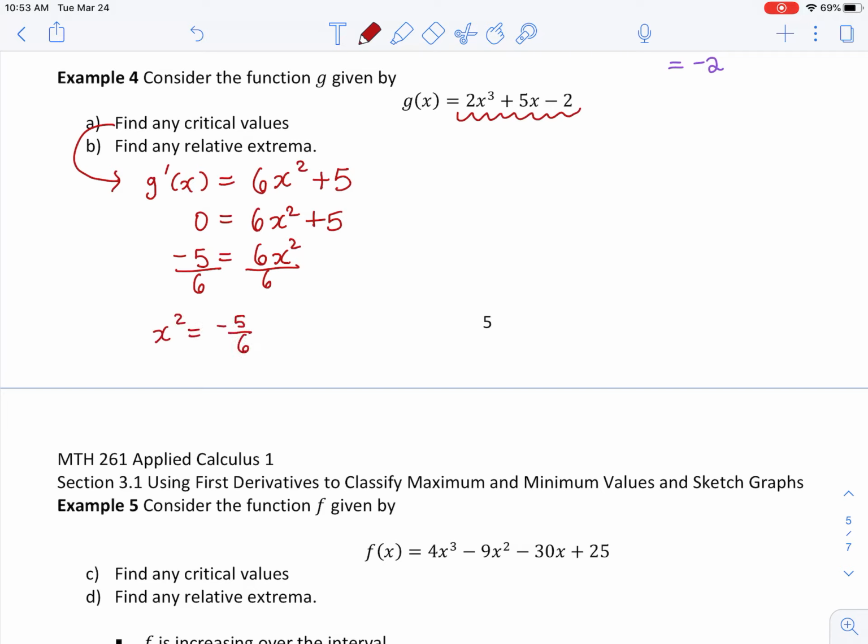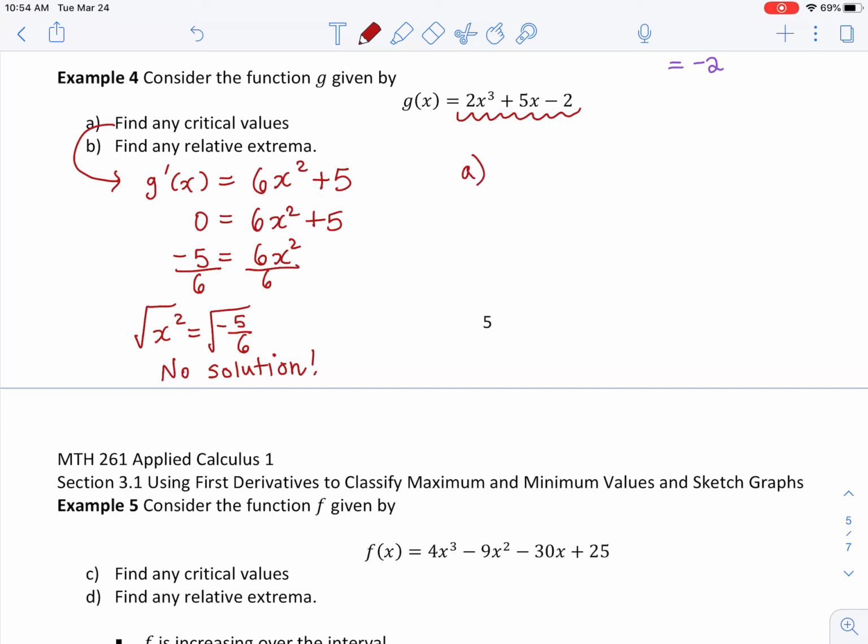Can you square a number and get a negative number? No, right? Not in the real world or real number system. So say that you didn't notice that and you're just trying to take the square root of it. And hopefully by then you notice, oh, this one has no solution. No real solution, right?